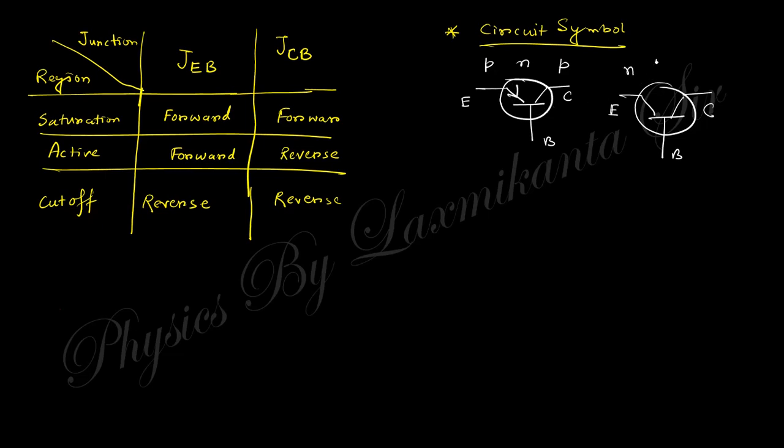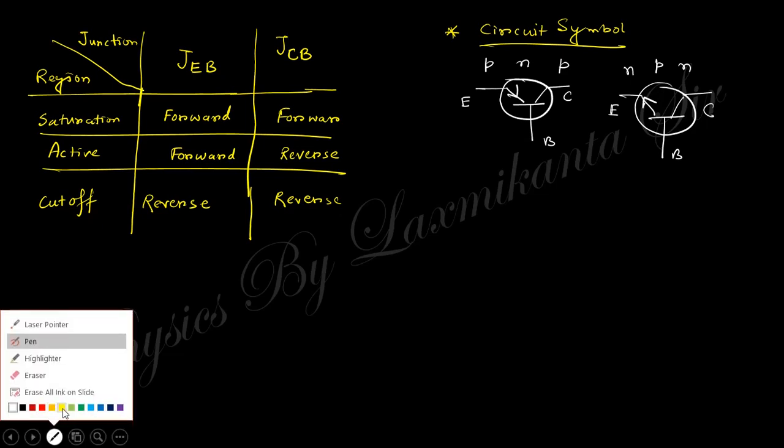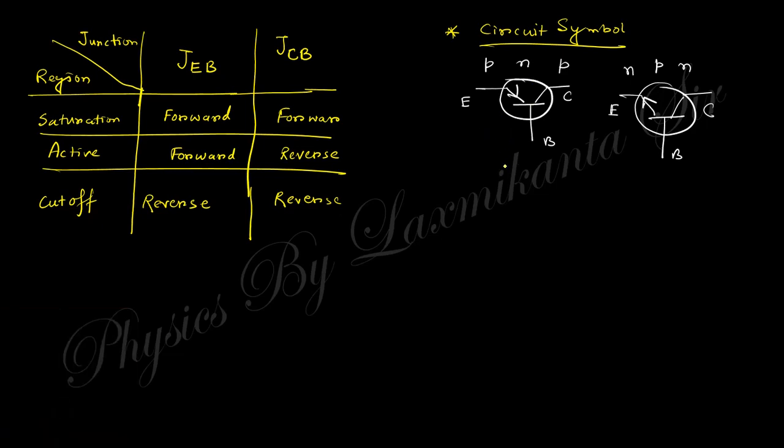If you take this as an NPN transistor, then the current flow in this region will be from P to N, so this one. So I think it is clear about the arrow. So this is the PNP transistor and this is the NPN transistor. Okay, so by the arrow you can confirm this junction is the emitter-base junction, and the direction of the arrow shows whether it is NPN or PNP. These two are the circuit symbols.